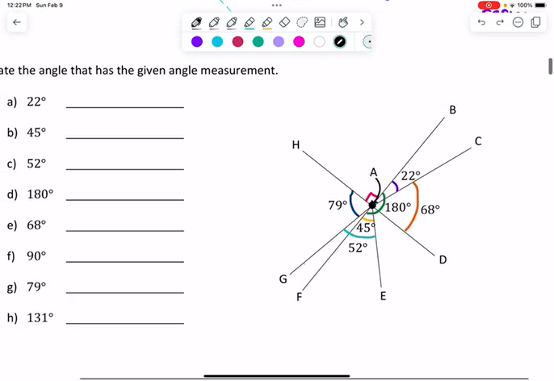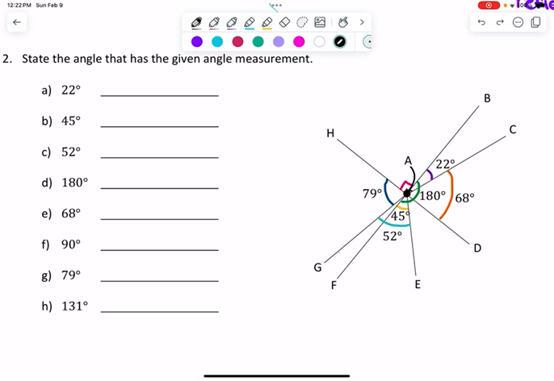So what we're doing in this question is we're going to name the angle that has the specified angle measurement. Well, the first one I actually did as an example here. So I'm going from B all the way to point A, all the way back to point C. So I can say 22 degrees is the measure of angle BAC. Or I can do that backwards, angle CAB. What matters most is the vertex is in the middle. All right. I'd like you to pause the video. I'd like you to try the remaining ones as much as you can, and then we'll look at the rest together.